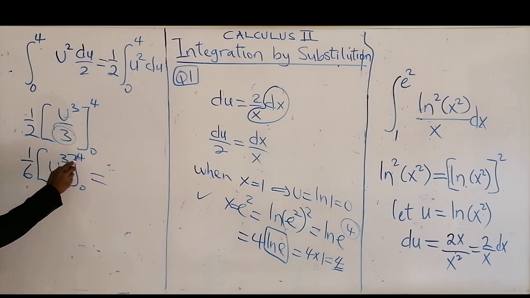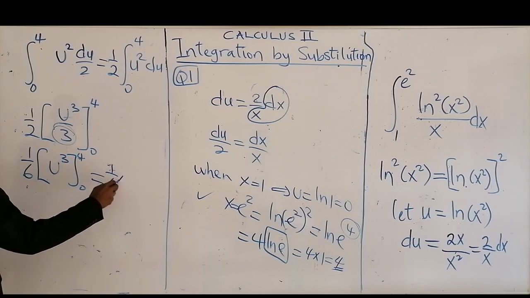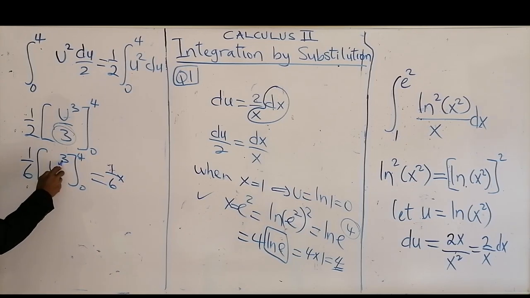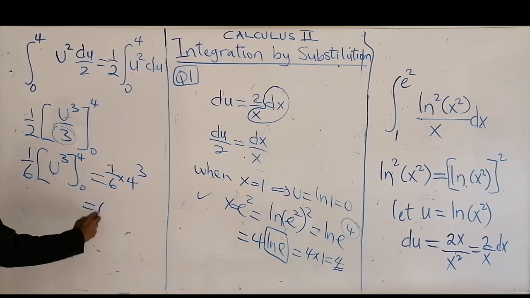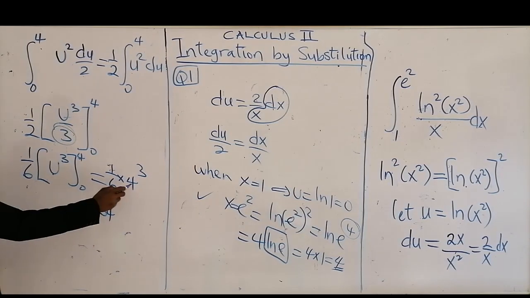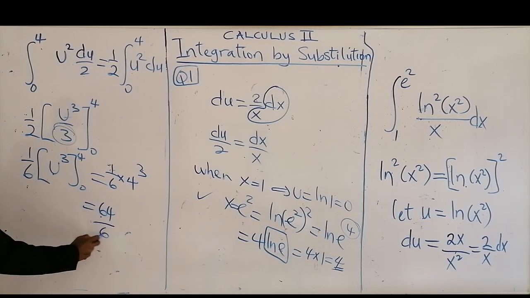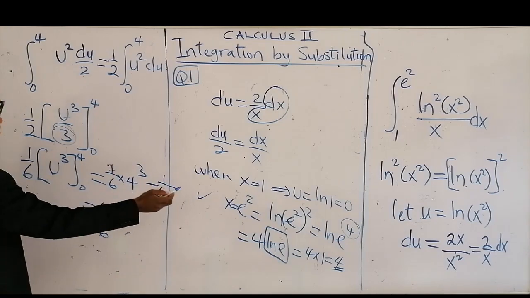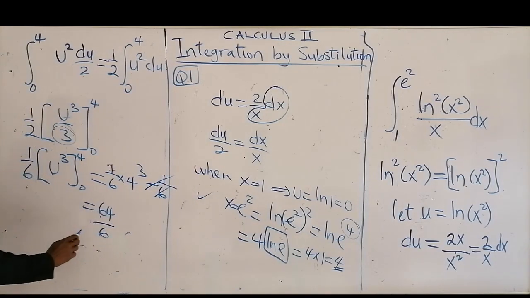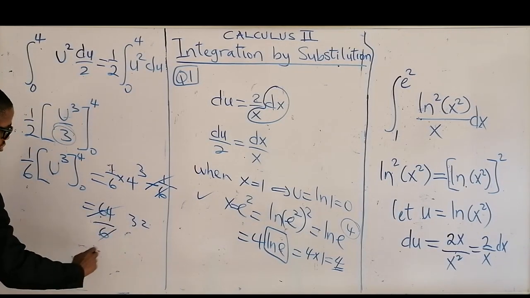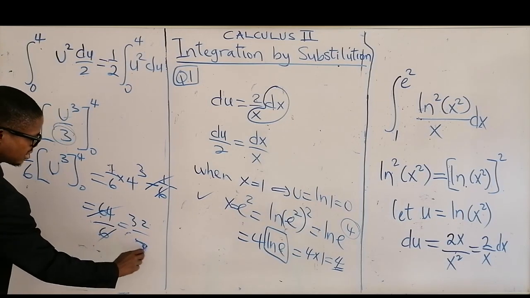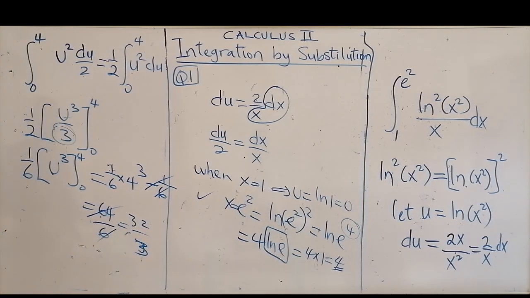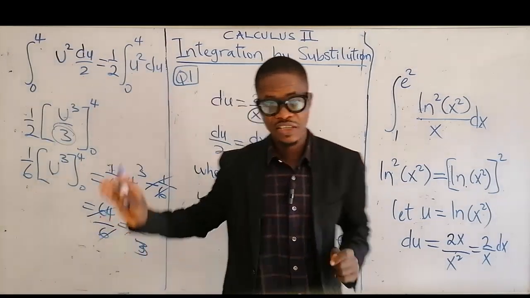Substitute your upper boundary, that will be 1 over 6 times 4 to power 3. 4 to power 3 is 64, so 64 over 6. Put your 0 there, so it's already gone, so I don't need to mention this one. So this is my answer. 2 here, 32; 2 here, 3. So that's the answer to this case. And when you are doing a definite integral, we don't put a plus C there. So that's the end of that question.